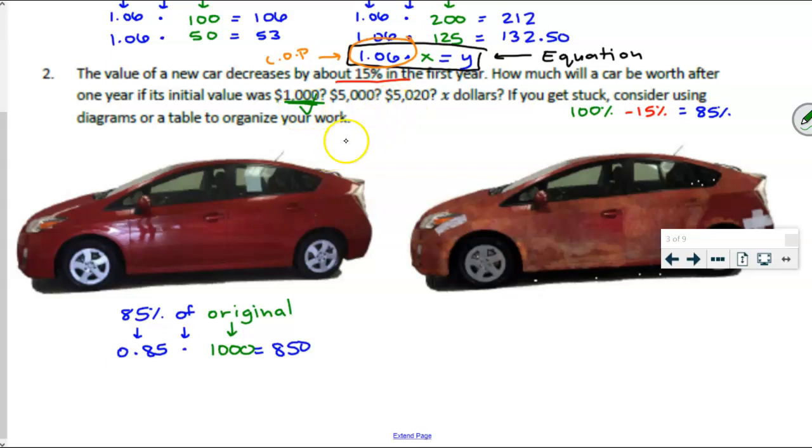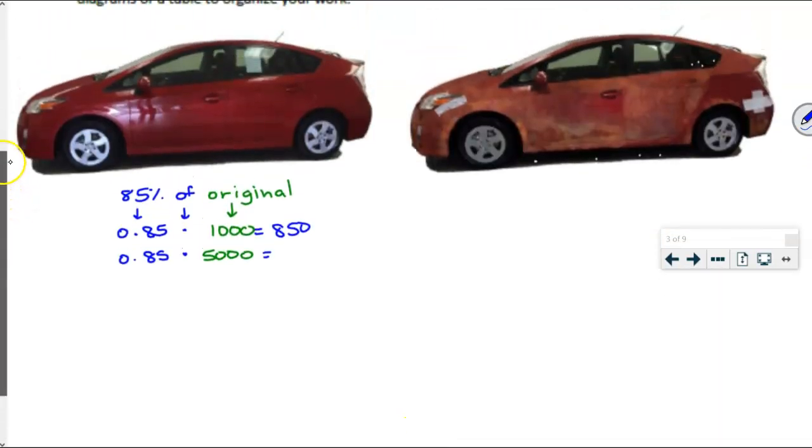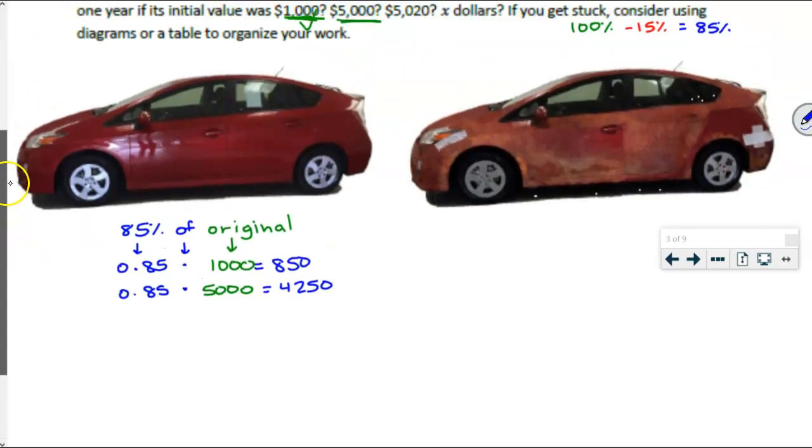What if instead of 1,000, what if the initial amount is $5,000? Then that's going to be 0.85 times 5,000. What is that when I type that into my calculator? Kale, 4,250. You guys get the same thing? Great. And now that takes care of that one.